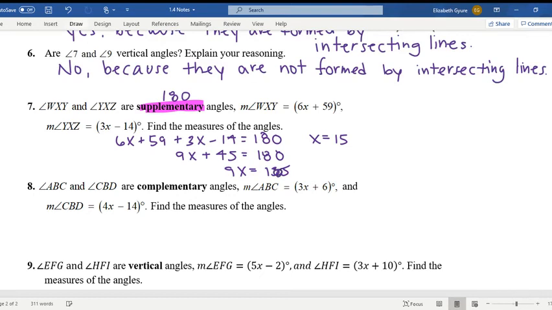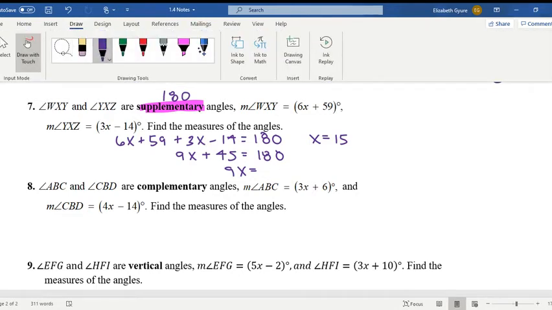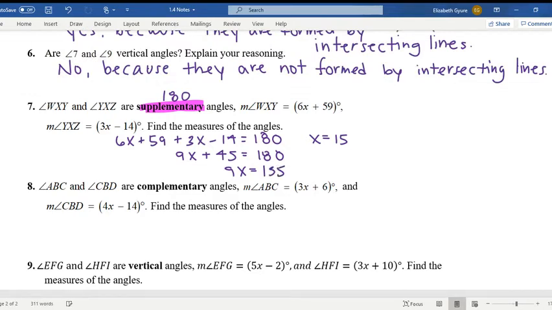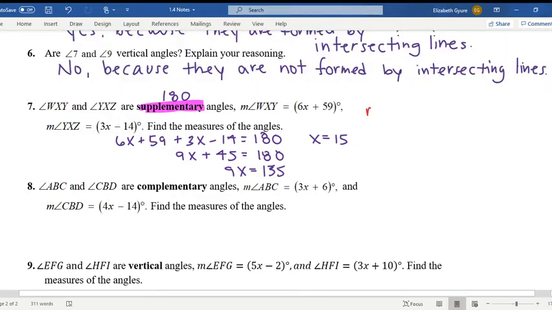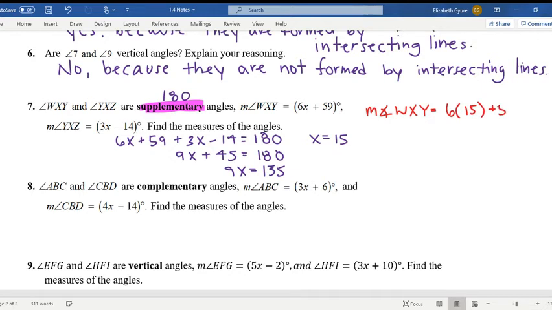Now, make sure you read your directions properly, because it did not say to just find x, right? It says to find the measures of the angles. I just can't draw threes with a stylus. Sorry, guys. We're going to pretend like that's neat. So it says to find the measures. That means you need to plug it back in. So I need to find the measure of angle WXY, which is 6x plus 59. So I'm going to plug that in. 6 times 15 plus 59. Simplify that. You should get 149 degrees.